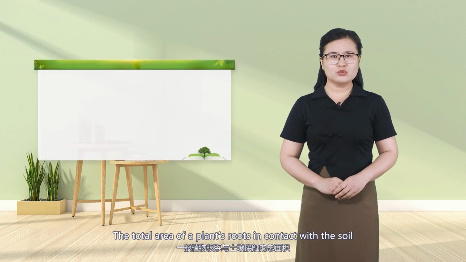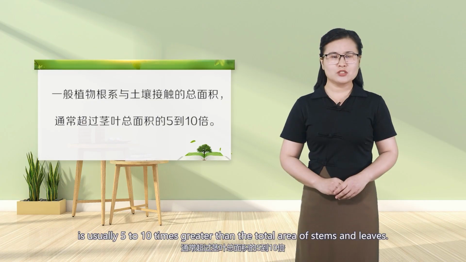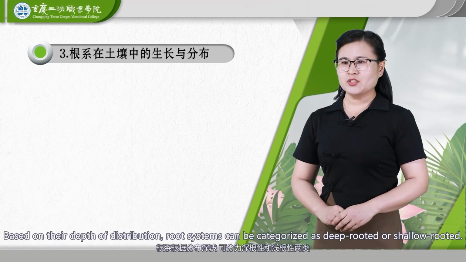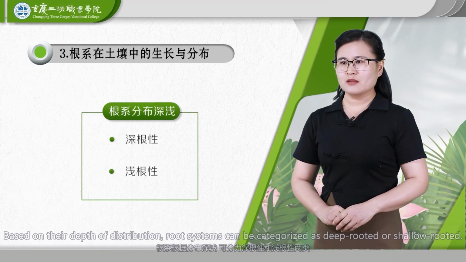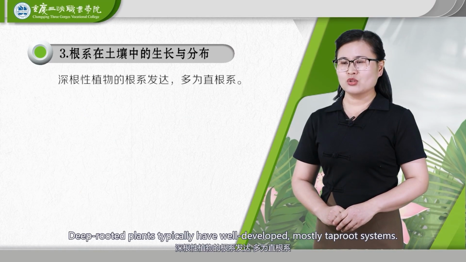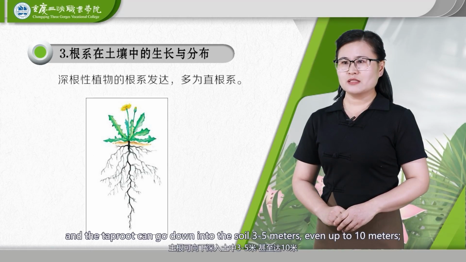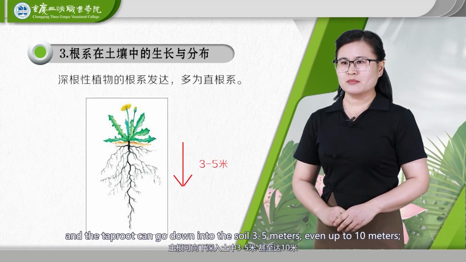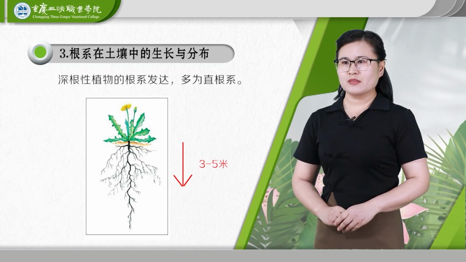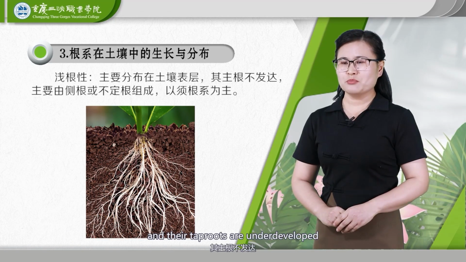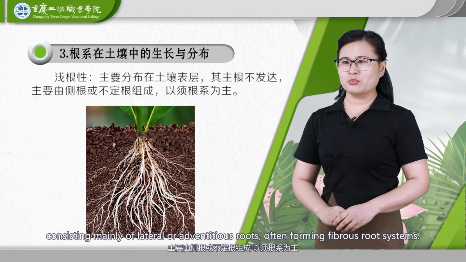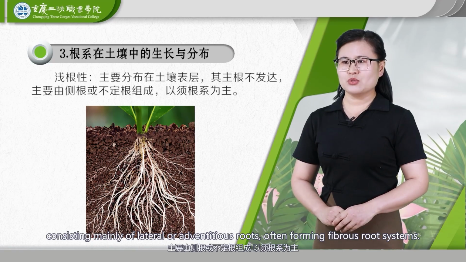The total area of a plant's roots in contact with the soil is usually 5 to 10 times greater than the total area of stems and leaves. Based on their depth of distribution, root systems can be categorized as deep-rooted or shallow-rooted. Deep-rooted plants typically have well-developed, mostly taproot systems, and the taproot can go down into the soil 3 to 5 meters, even up to 10 meters. The roots of shallow-rooted plants are mainly distributed in the soil surface, and their taproots are underdeveloped, consisting mainly of lateral or adventitious roots, often forming fibrous root systems.